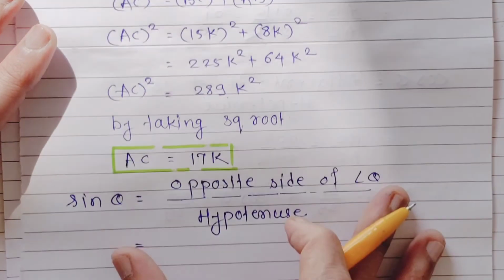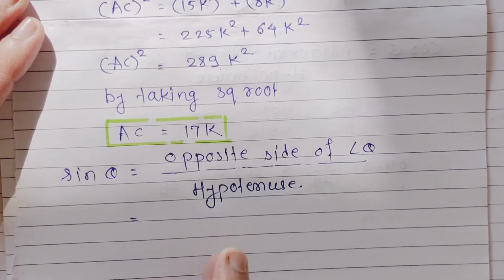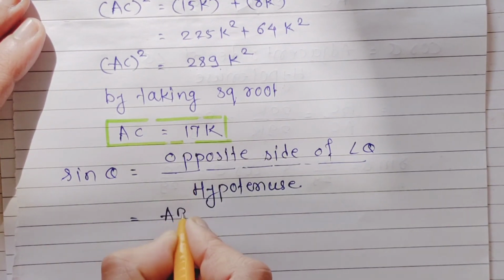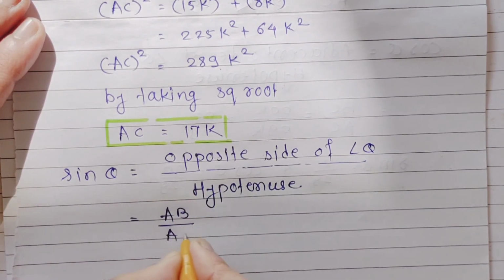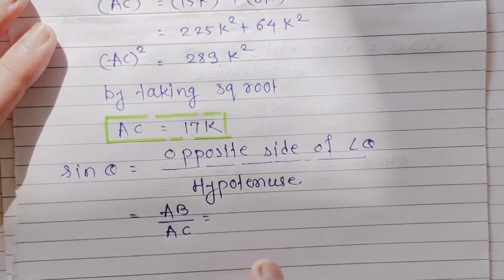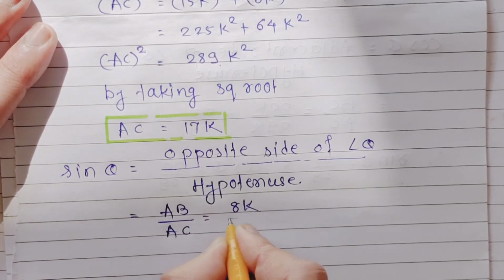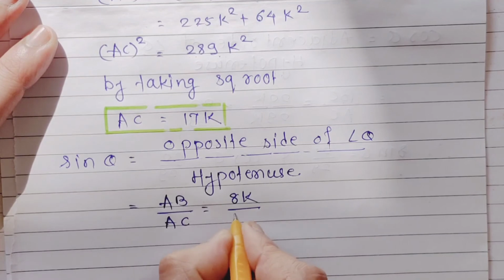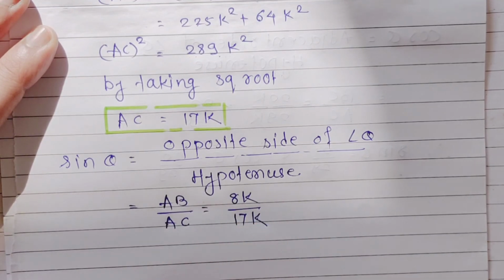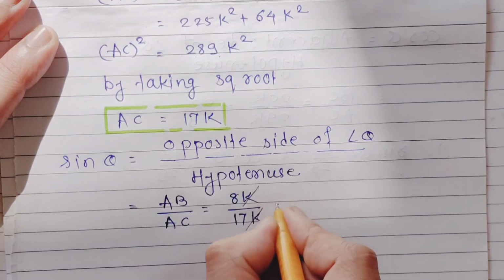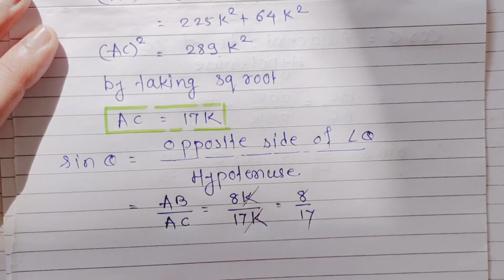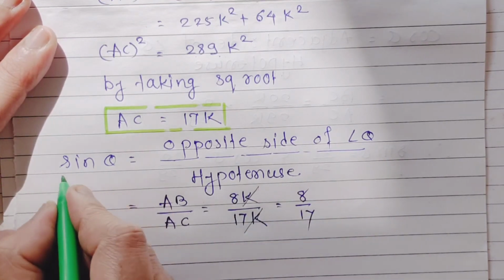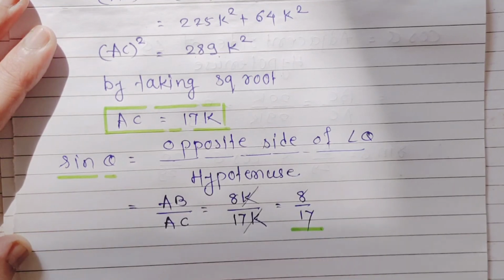So we can write sin theta is equal to opposite side, that means AB, upon hypotenuse, that means AC, and AB is equal to 8K upon AC is equal to 17K. So K cancels K, remaining 8 upon 17. It is nothing but sin theta. Sin theta is equal to 8 upon 17.